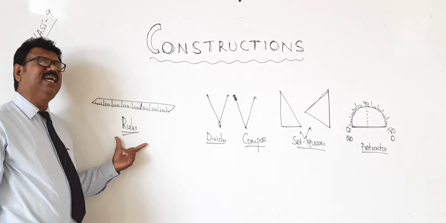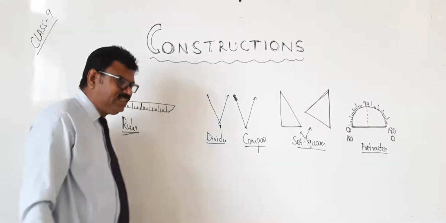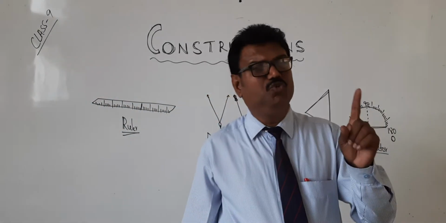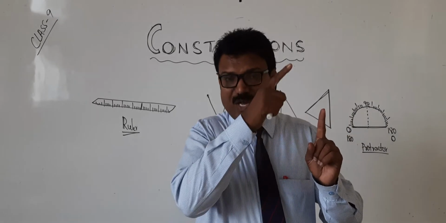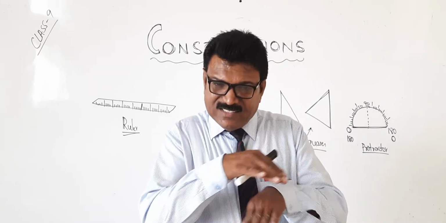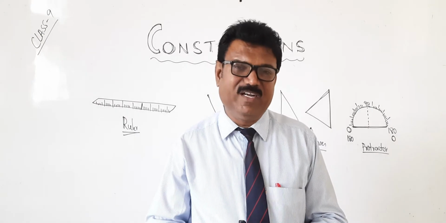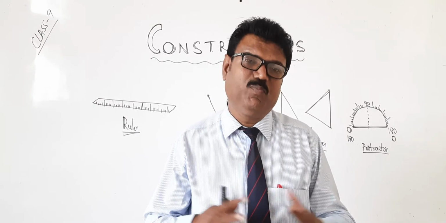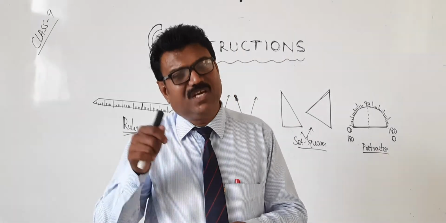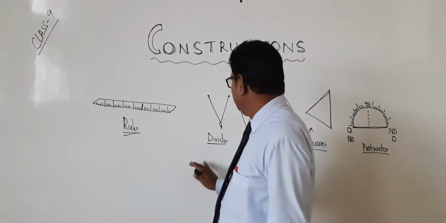Ruler or scale. What is the use of this ruler? The first work is it will join the points. Second thing is we can draw a line segment, whatever requirement is there. Can draw a line segment of 5 centimeters, 6.2 centimeters. Sometimes to measure also it will be useful. Right. Next come to divider.